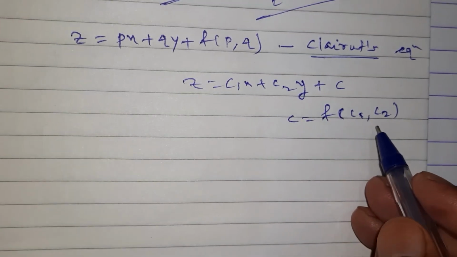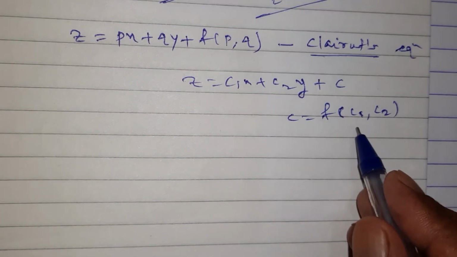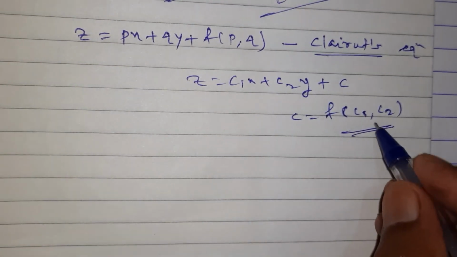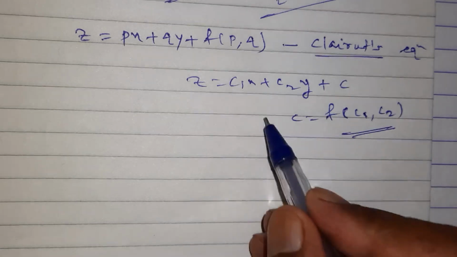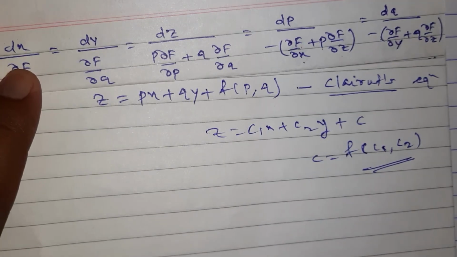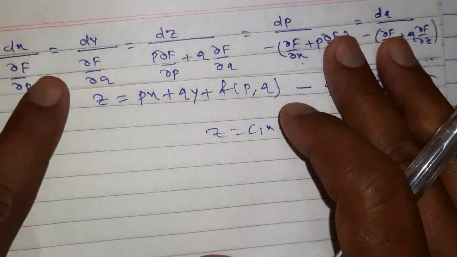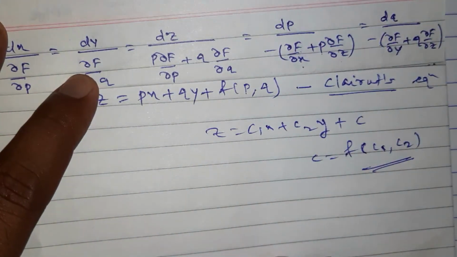Now you may think that this is much easier, why we go toward Charpit's method and everything. No doubt, but to find f of c1 c2 we need some calculations. So either you just take this one or the Charpit method, doesn't matter. Now why does this happen? Why we get answer directly? To understand that concept, I need Charpit's concept, Charpit's subsidiary equation, or you may call it auxiliary equation.